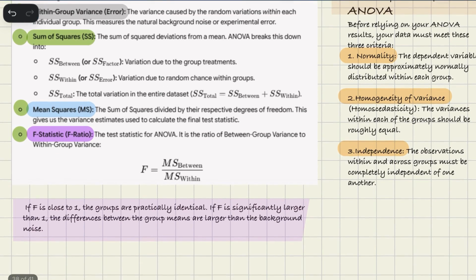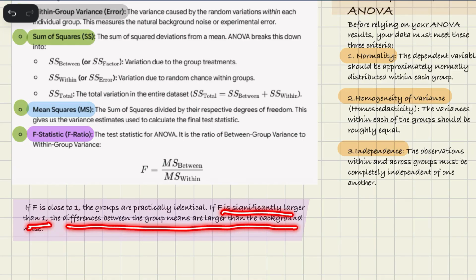Alright, so see, if F is close to 1, the groups are practically identical. If F is significantly larger, then the difference among the group means is larger than the background noise. So this is how we are able to differentiate that particular part.